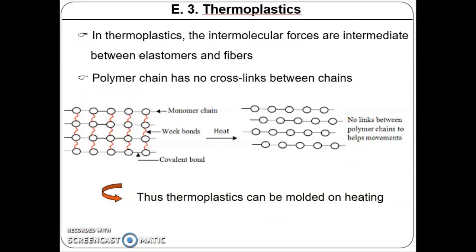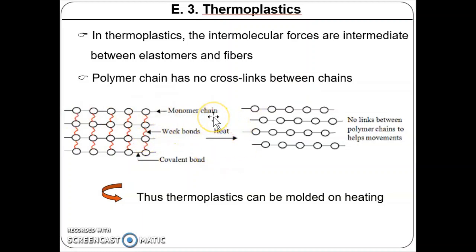Third, we have the thermoplastics. In this category, the strength of intermolecular forces is intermediate between elastomers and fibers. What is specific of this polymer category is the absence of cross-links between polymer chains. In fact, the polymer chains are connected to each other with extremely weak bonds.